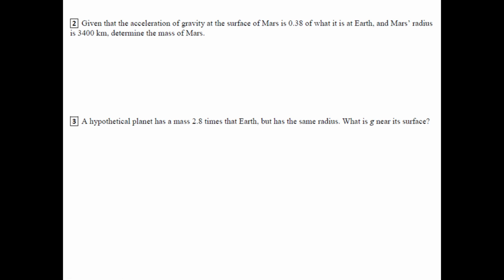And 3: a hypothetical planet has a mass of 2.8 times that of Earth. We can look up what Earth's mass is, so we know what the mass of this planet is. It also has the same radius. So what is little g near this planet's surface? Well, you can calculate it using that formula. The radius is going to be the same because this planet has the same radius as Earth, but the mass is going to be different. So we can calculate what little g is near the surface. Try those, and we'll be back with the solution.